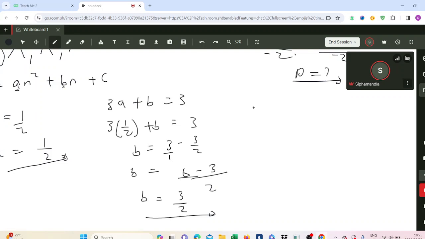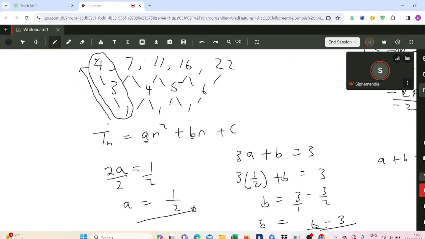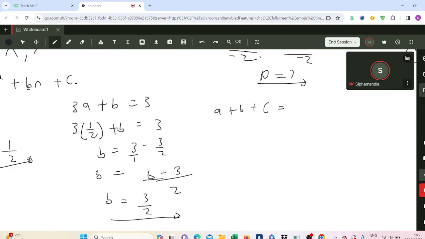Now to find c, we have to use the value of a plus b plus c. That will be equal to the first term in the number pattern. So the first term is 4, so that would be equal to 4. Okay, now we already got the value of a, which is 1 over 2, and the value of b, which is 3 over 2, right? And then we have to calculate the value of c, which is 4.